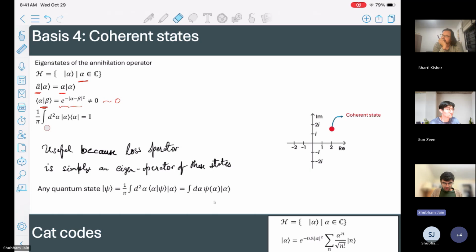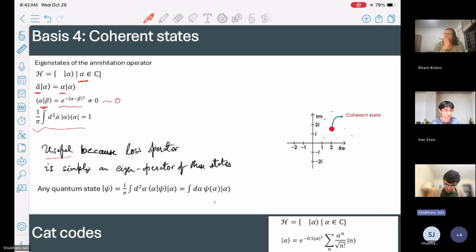And they are also complete. So you can represent any state by just expanding it in terms of these coherent states. So these states are almost orthogonal but complete. Just to get a picture, we all are familiar with complex numbers, but every point in the complex plane like this would represent one coherent state. So this is a different coherent state, different coherent state, different coherent state, and so on. As I mentioned, it is useful because the loss operator is simply an eigenoperator of these states.